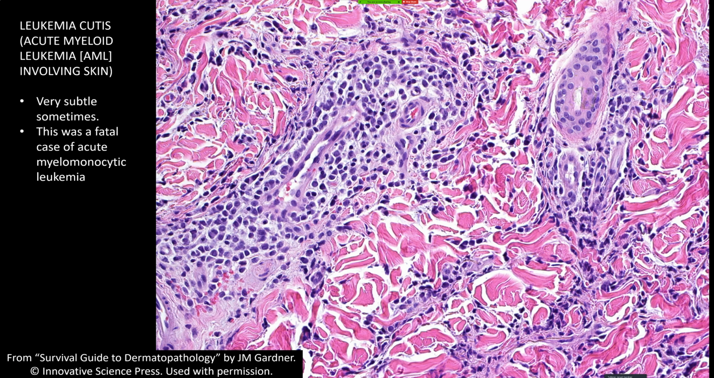Now, though, what about this? This is a very, very subtle example of leukemia cutis. In this case, it was actually fatal. This was acute myelomonocytic leukemia. I mean, man, that could look inflammatory at first glance. The thing is when you look closer, from low power, I think I didn't put the low power picture in here, but from low power, this would just look a little bit like perivascular lymphocytes and maybe some scattered eosinophils in here. But at higher look, the cells are a bit bigger, a bit more atypical than lymphocytes.